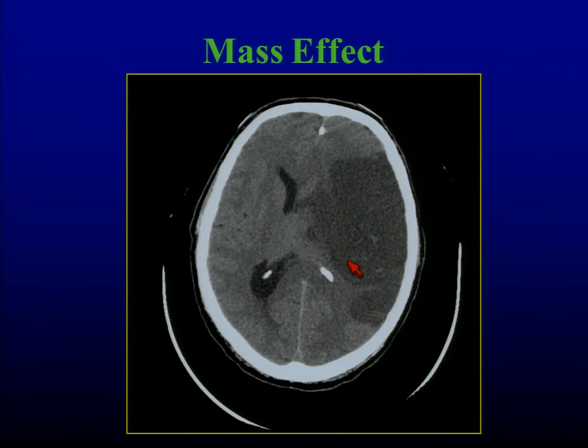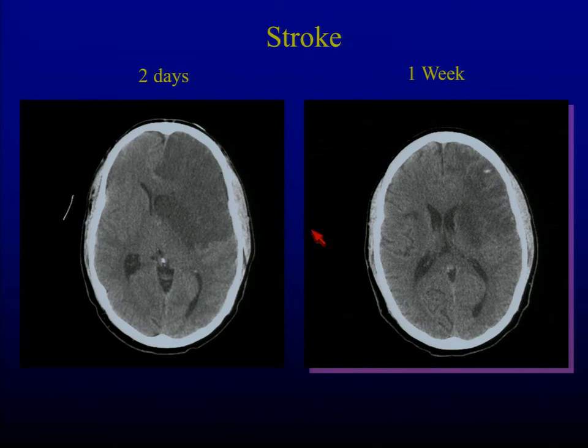Mass effect is easy to measure. You just find midline, and then you find a structure that should be in the midline, like the septum pellucidum, and then when you're talking to a neurosurgeon, you can tell exactly how much midline shift the patient's experiencing.